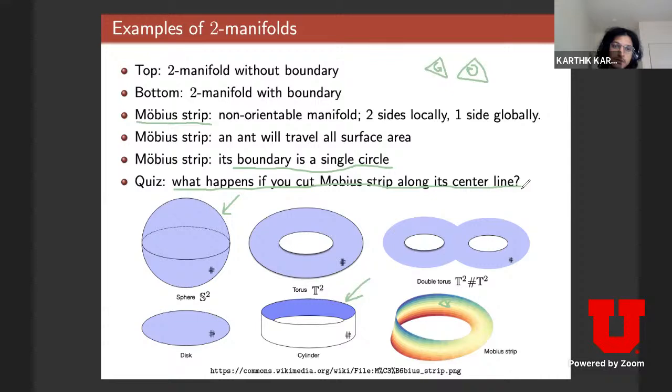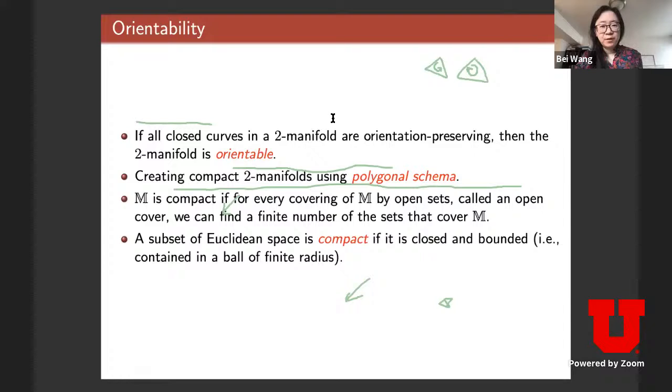All right, so that is about orientability. The next property for a two-manifold: if all closed curves in a two-manifold are orientation preserving, then it's orientable. That is a mathematical definition. And you can create a compact two-manifold using what's called a polygonal schema, and we're going to describe that soon. Along the way, I need to give you a concept of what's called compact.